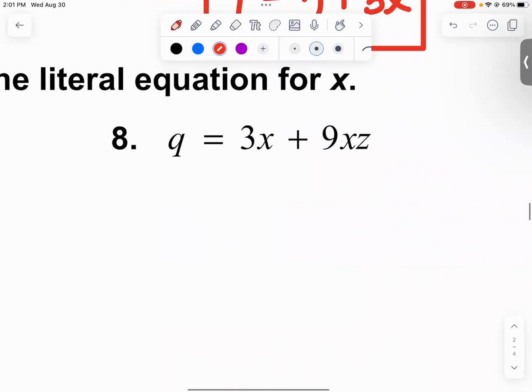Okay, now we're solving for x. Oh, wait, isn't it like, let both of them? So it's like 9x plus 9z. What would you times it by? So, okay, I see what you're saying. No, they're all clumped together.